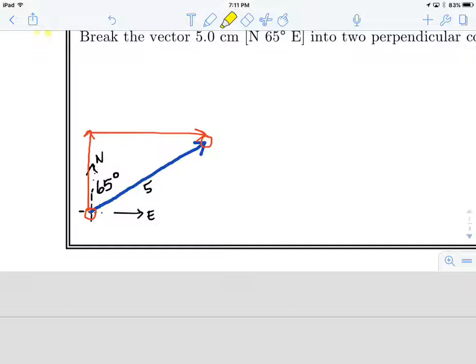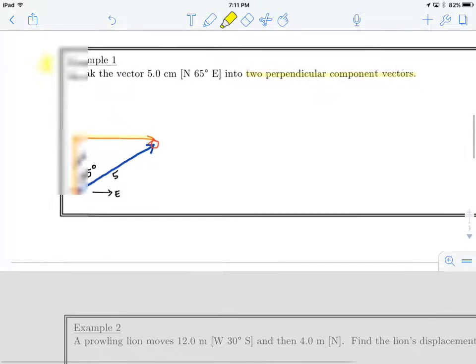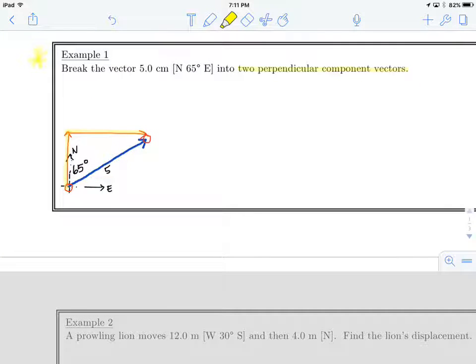These 2 things that I've just drawn in red, this and this, are 2 perpendicular component vectors, right? So basically, I'm going to form a right angle triangle, and what this is telling us to do is find the legs of the triangle. Now, this is actually not that hard if we know trig, and you can probably already see that I can find these 2 perpendicular component vectors.